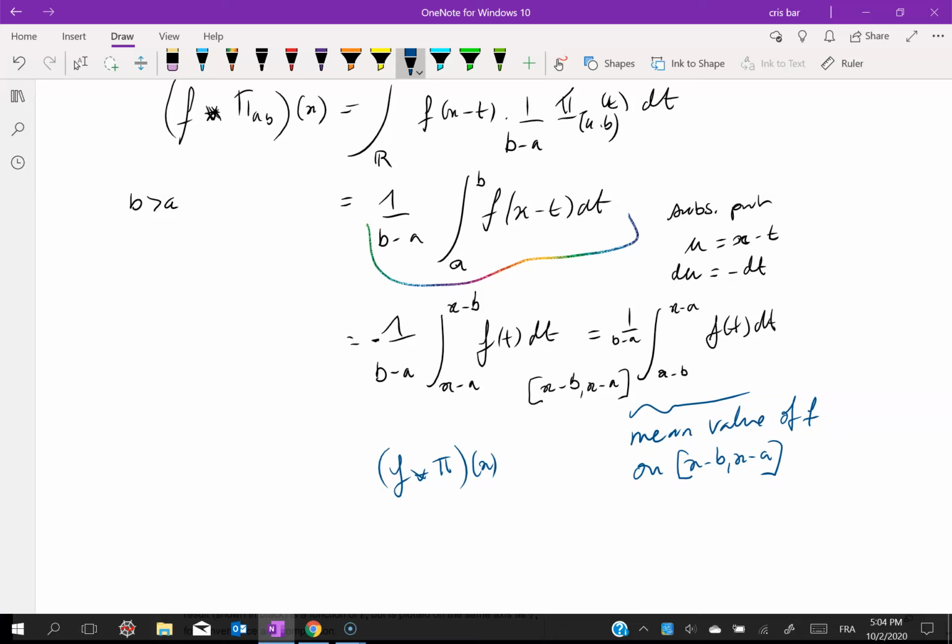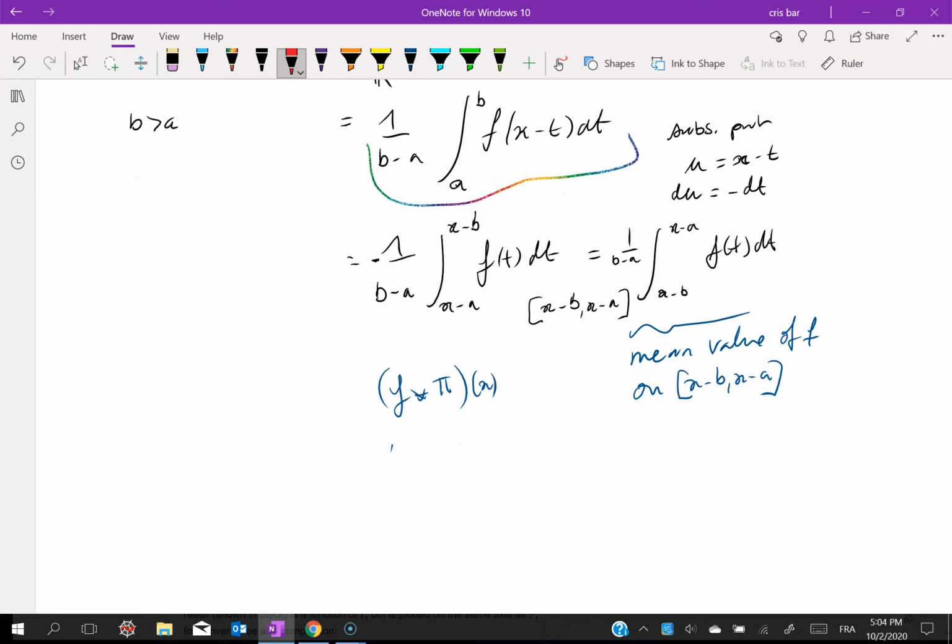This is why the interpretation that we can give of this calculation is a moving average. We take the mean value, the average of the function f, but we move the interval where we take this average at each point, so that the center of that interval is going to be the argument of your new function. Good.